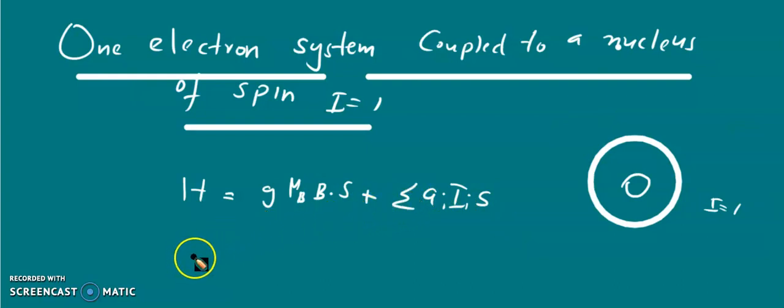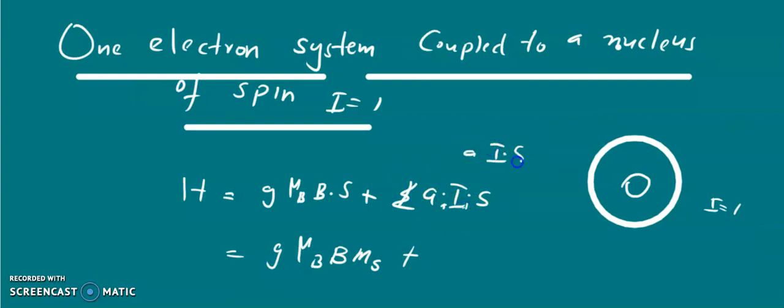So the corresponding energy is equal to g mu_B B S cos of the angle between B and S, that is m_s by S. So this S and S in the denominator will cancel, so as before, g mu_B B m_s is the energy due to this term. We don't have to put the summation symbol since there is only one nucleus. So A I dot S is sufficient.